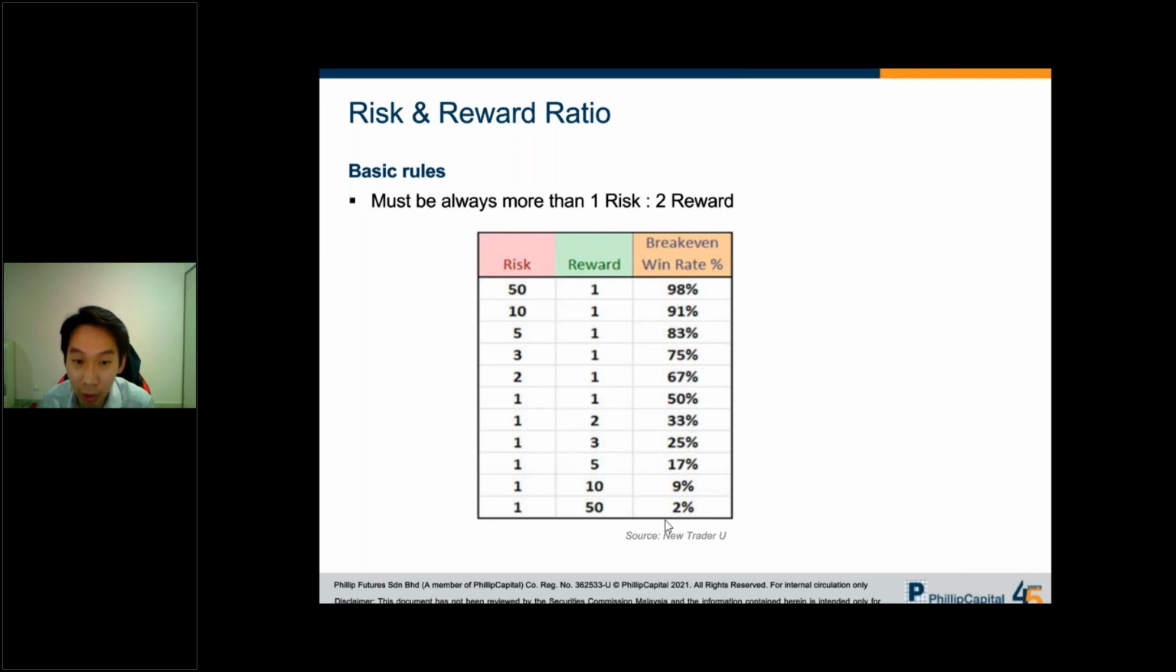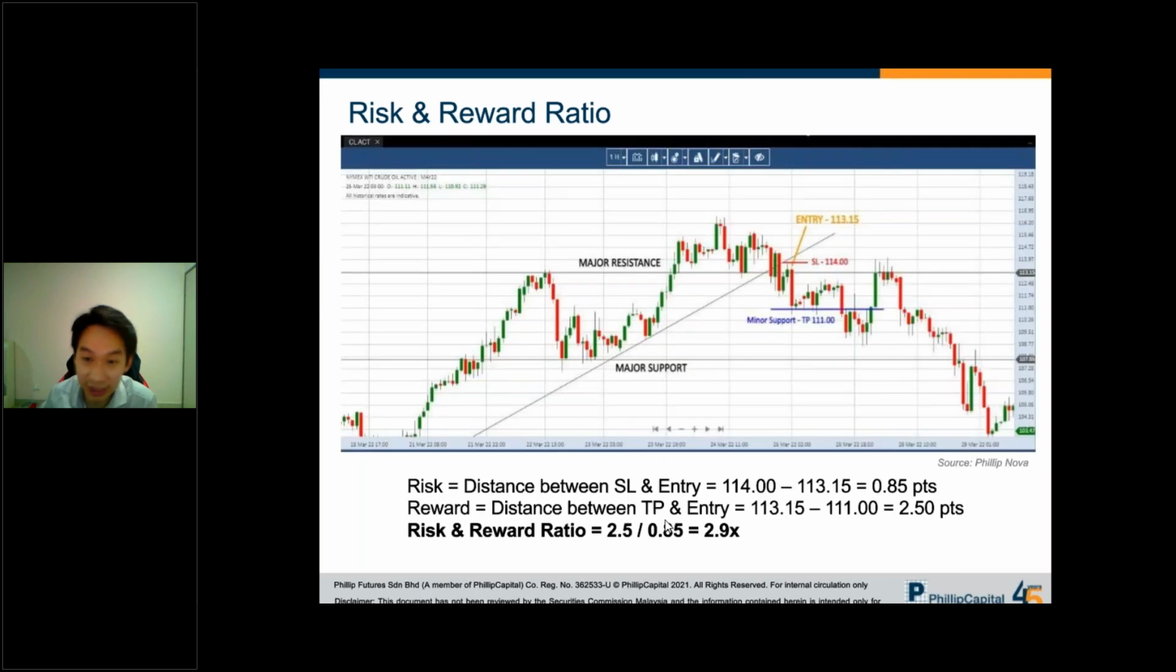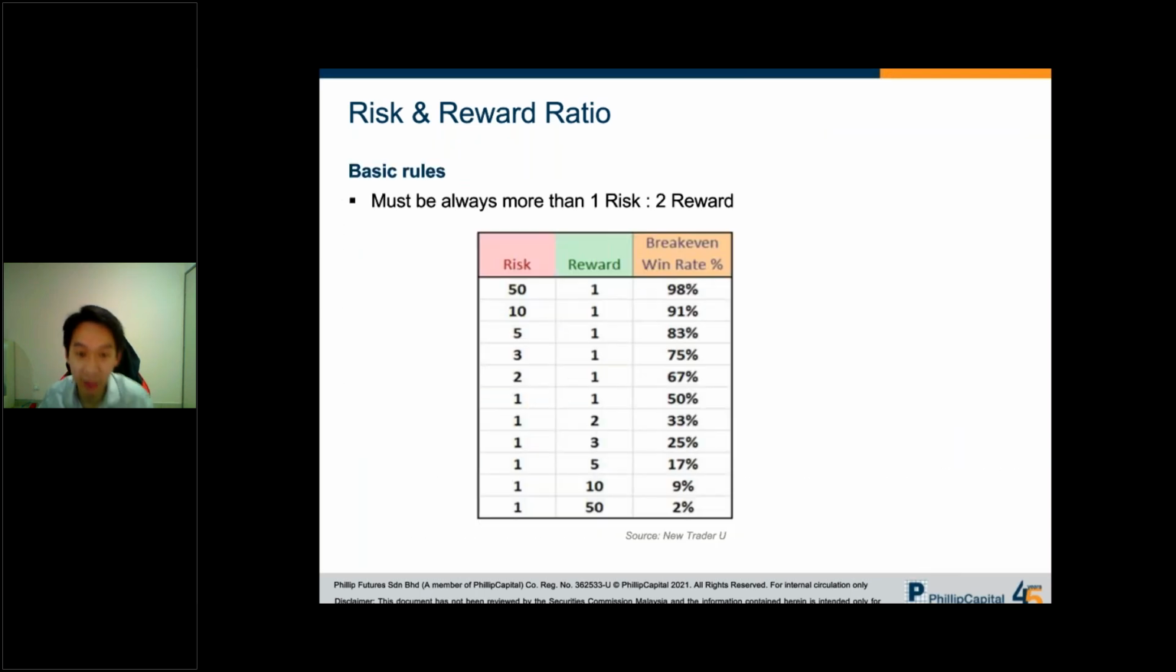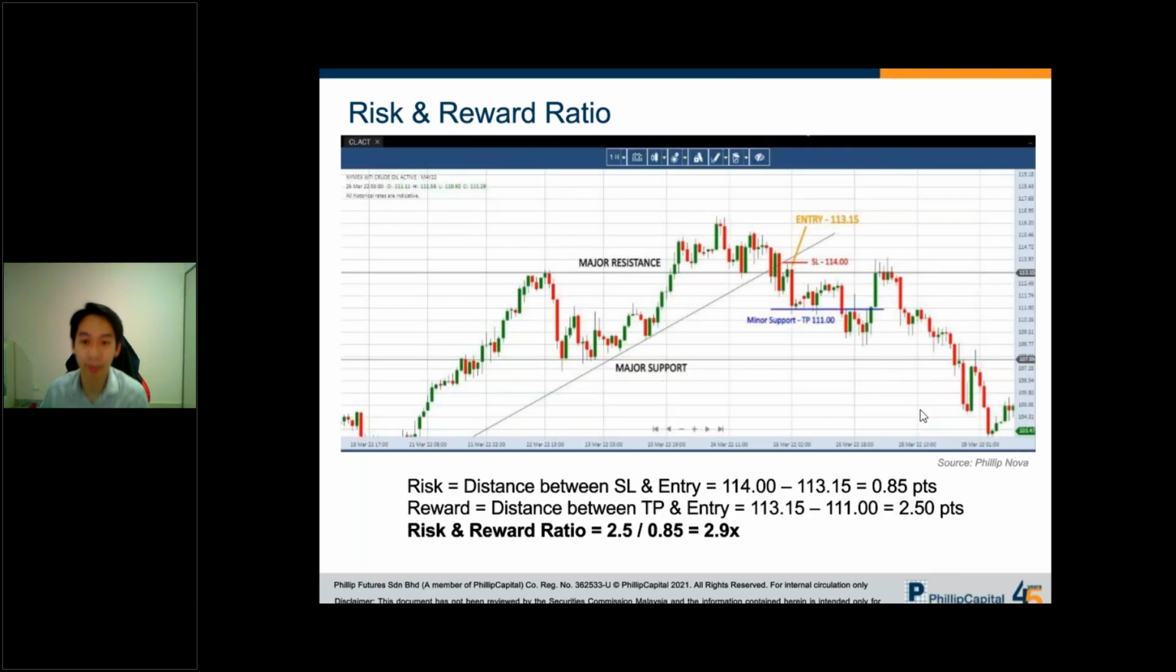So if every single time you're able to catch this kind of trade, you only need to win 25% of the time to be profitable. Meaning out of 10 trades, you only need to win 2 or 3 trades to grow your account, to be a profitable trader, and also to increase your wealth, of course. These are some of the things you need to know as a trader, basically risk and reward.